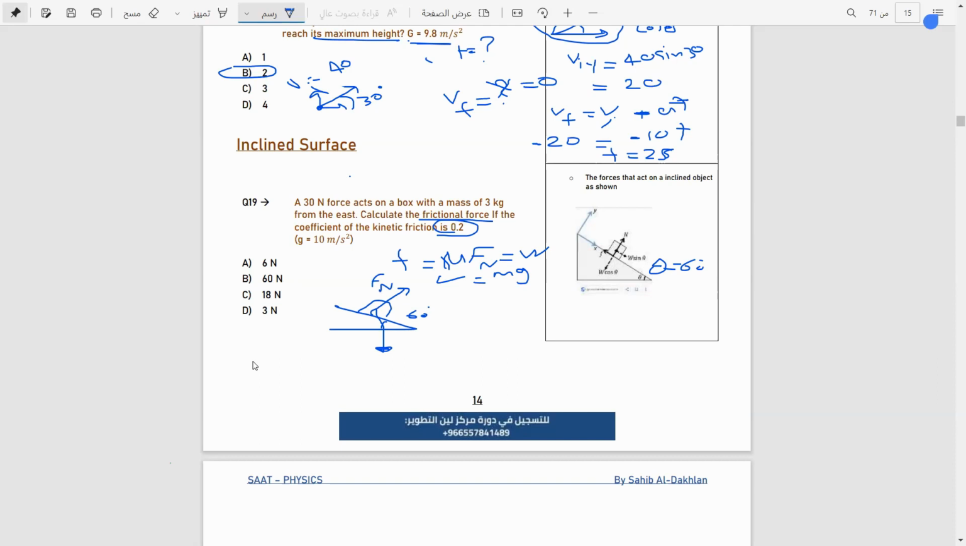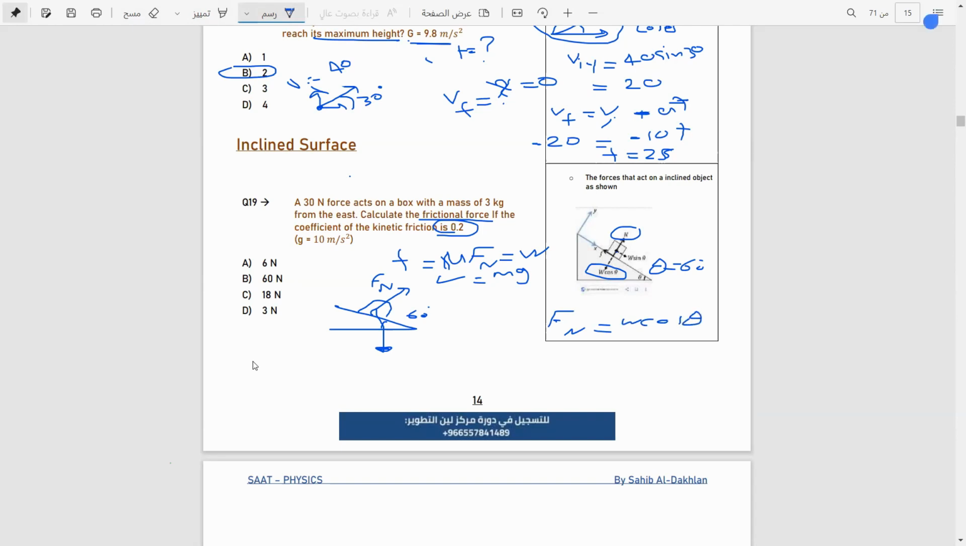If you notice the graph here, this is N, this is Fn. Actually, this is normal to the surface itself, and we want to find the weight that is equivalent to the Fn. This is a simple formula. Fn will equal weight times cosine theta.